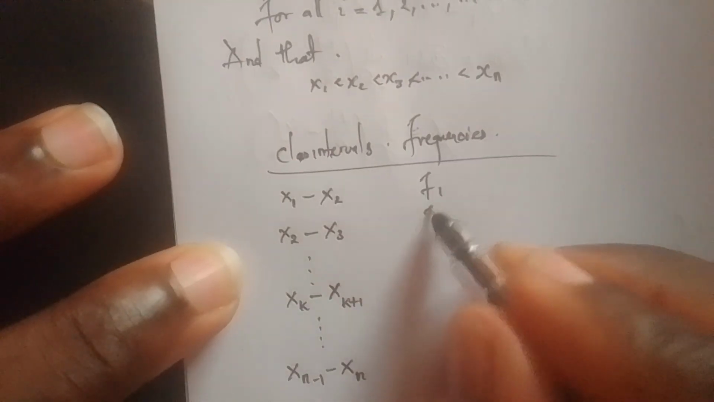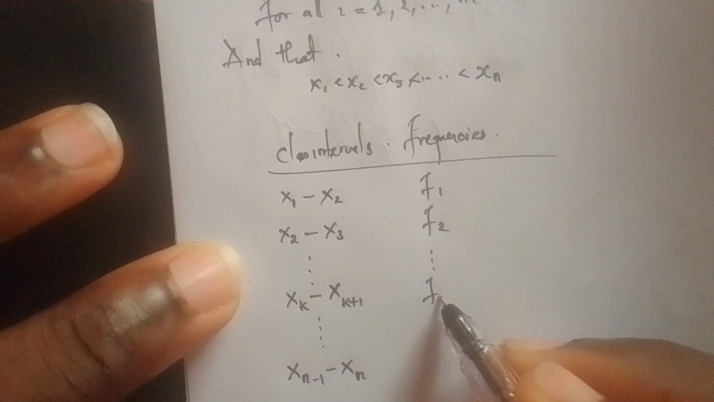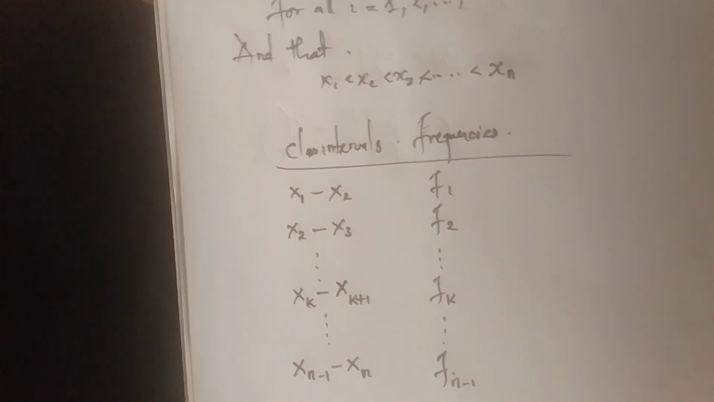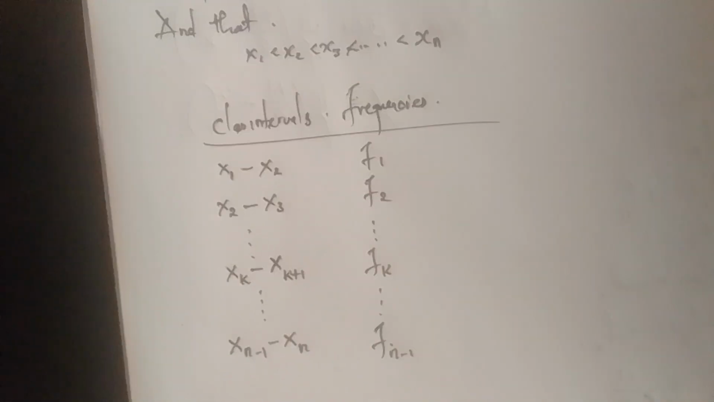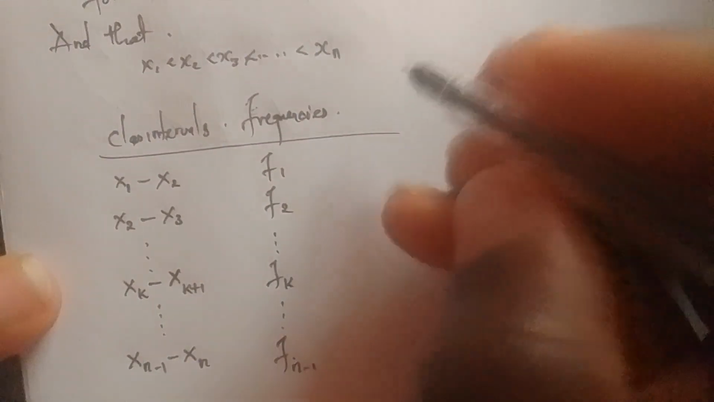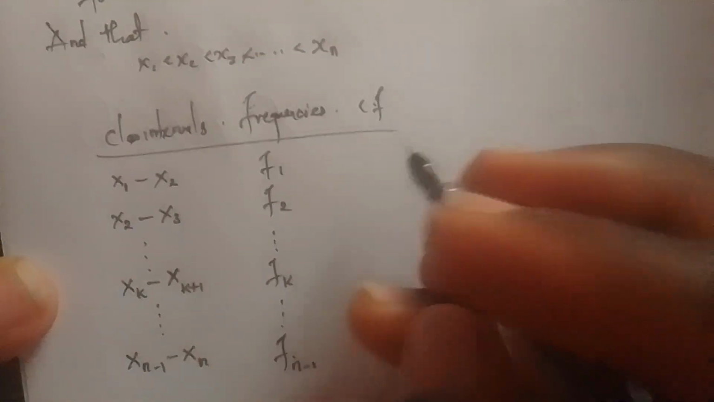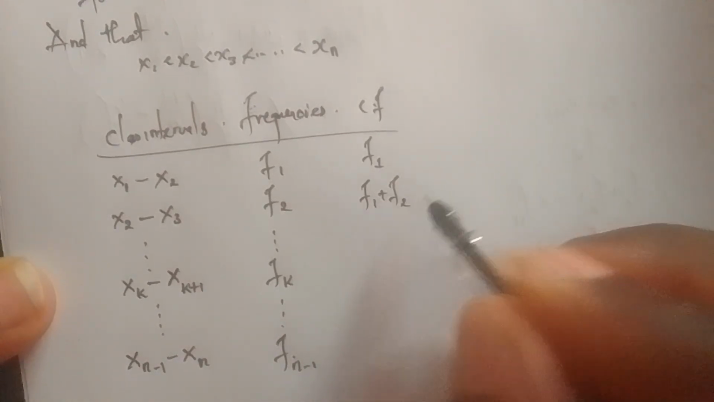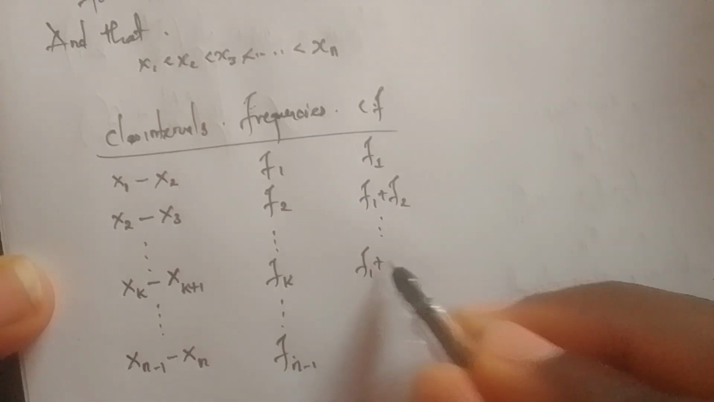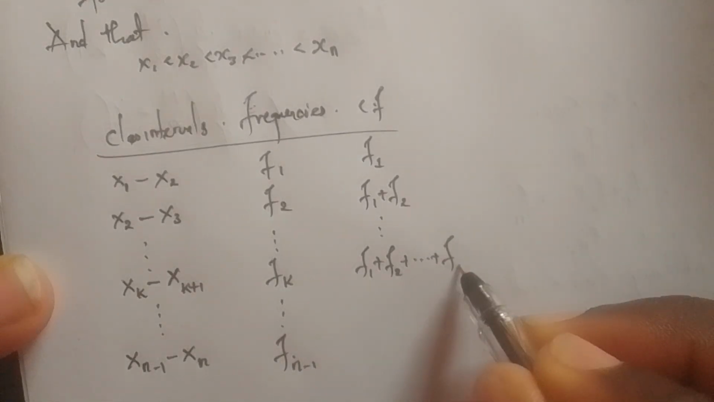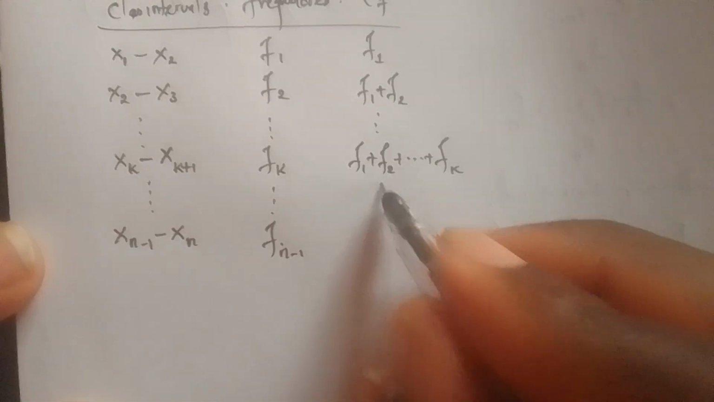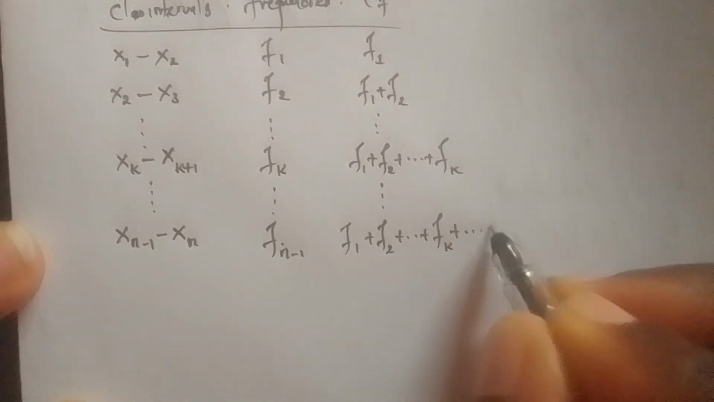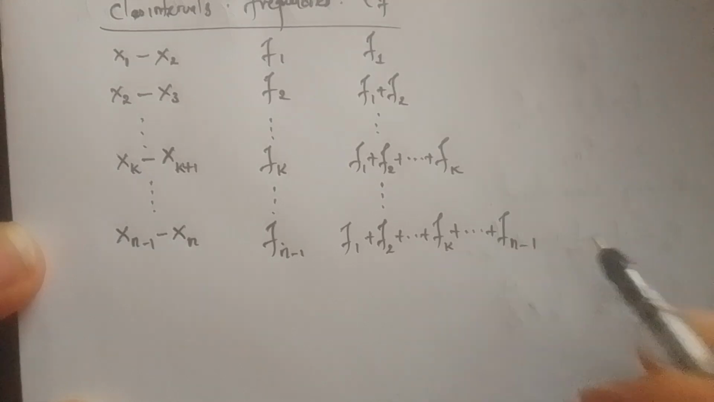We have f1, f2, fk, then fn minus 1. Now, if we find the corresponding cumulative frequency, it's going to be f1 for the first interval, then f1 plus f2, continue this pattern till f1 plus f2, and so on until we get to fk, and f1 plus f2 plus fk till fn minus 1.